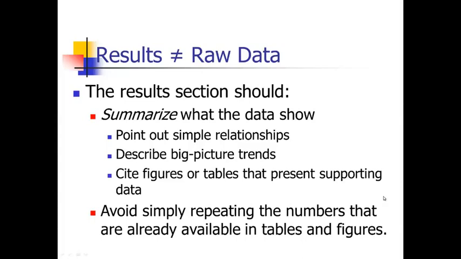The results section is supposed to summarize what's in the tables and figures, so it's a higher-level summary. You want to point out simple relationships, describe big picture trends, and cite the supporting data in those tables and figures, and the readers can go to those and get more information to fill in the details. But you don't need to repeat the numbers that are already available in tables and figures. Of course, a few key numbers you may want to highlight, but you don't need to read through the tables for your readers.